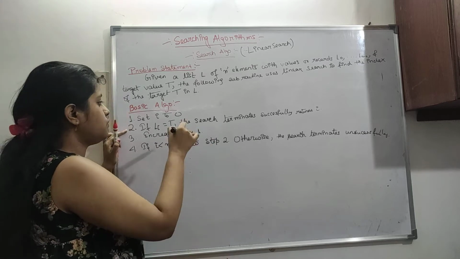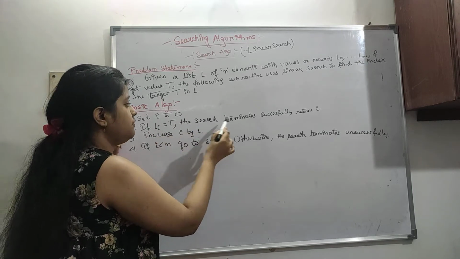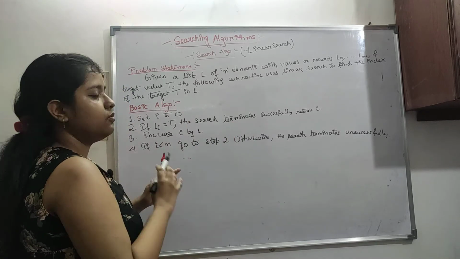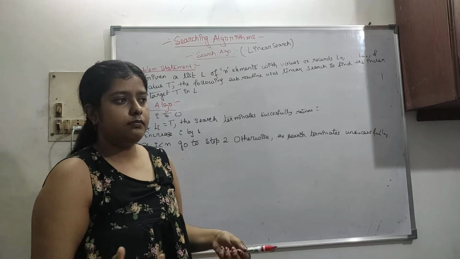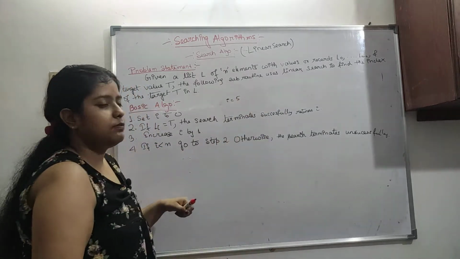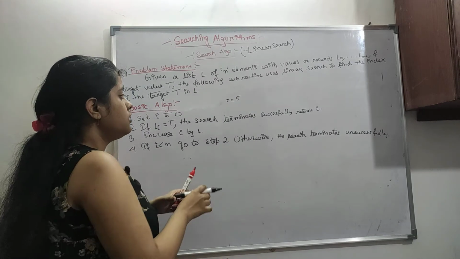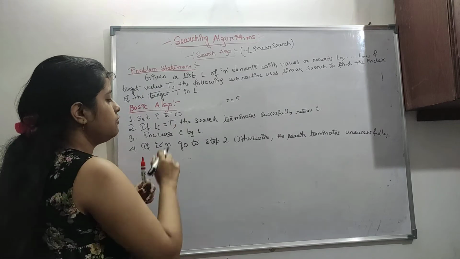So now I is 1, so I increases by 1. If it's present, it will go on like this. If something is present, just return that. Let's say index 5, I is equal to 5, the target element is found. So this returns the value of I, that index value will be returned.